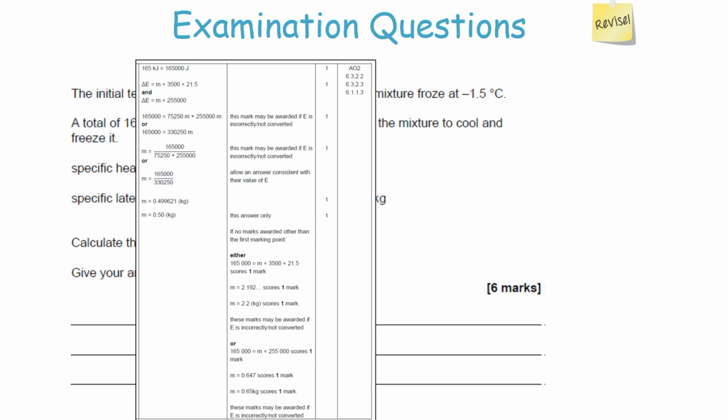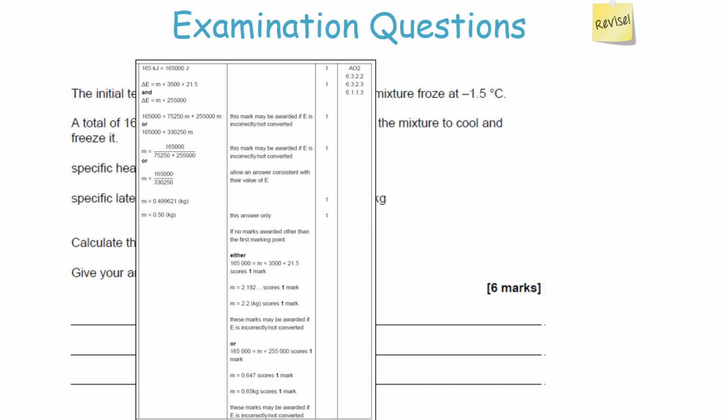Now, you'll notice straight away that we don't actually have a value of m. It's what we want to work out. But when we work out E equals ml, it's 255,000 m, and when we work out E equals mcΔT, it's 75,250 m. So what we can say is 165,000 is equal to 75,250 m plus 255,000 m.